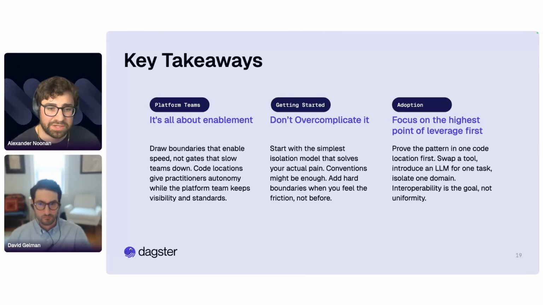And third, for adoption, you want to focus on the highest point of leverage first. So you can prove that pattern in one code location, swap out a tool, create a resource. And then if it's beneficial to other groups, you can move that resource or IO manager or what have you into a shared model that other code locations can take advantage of.